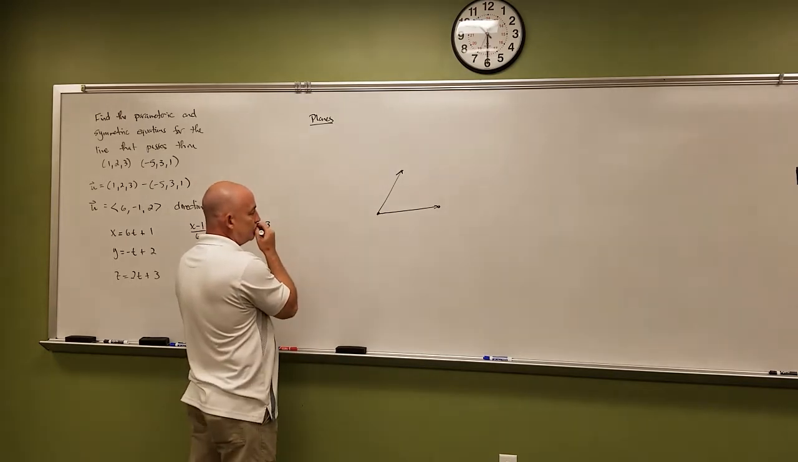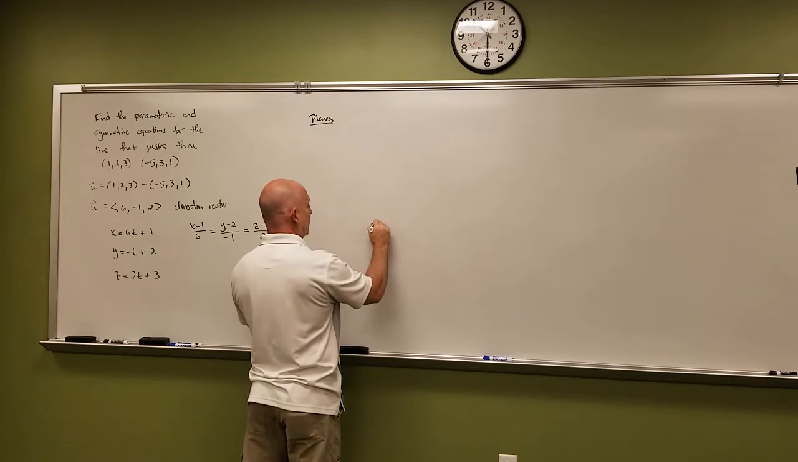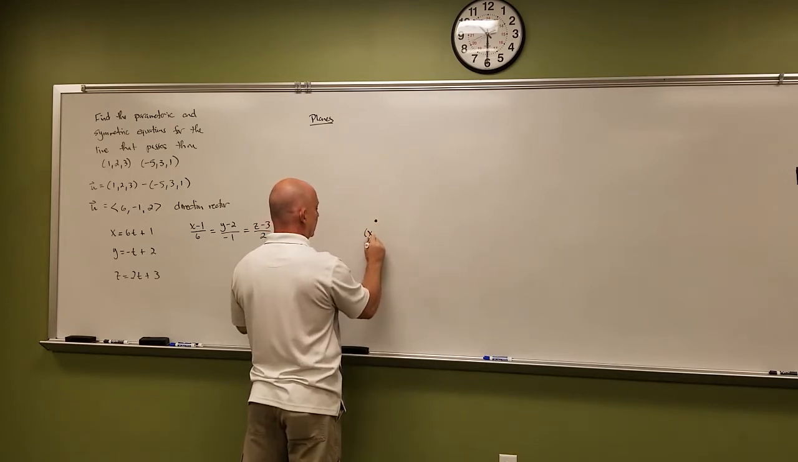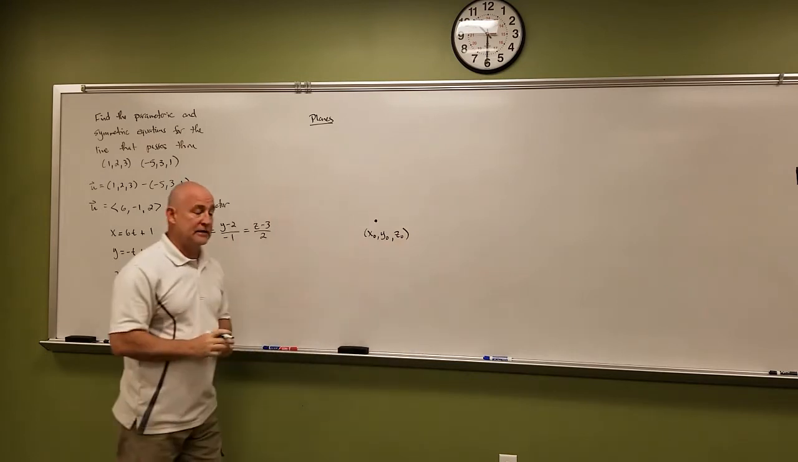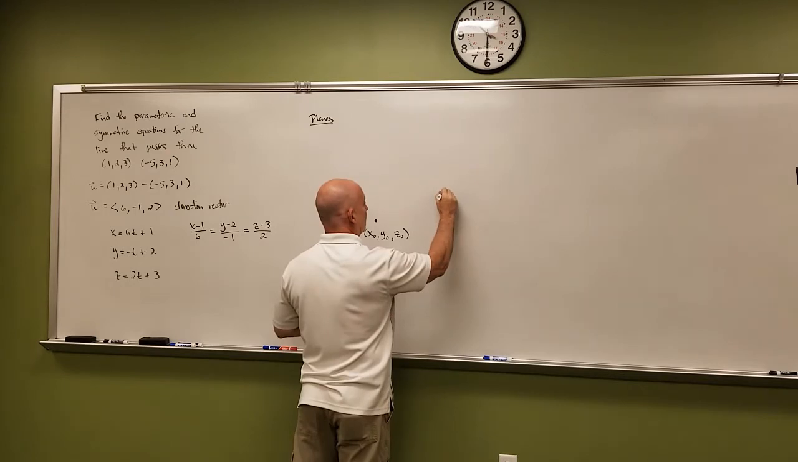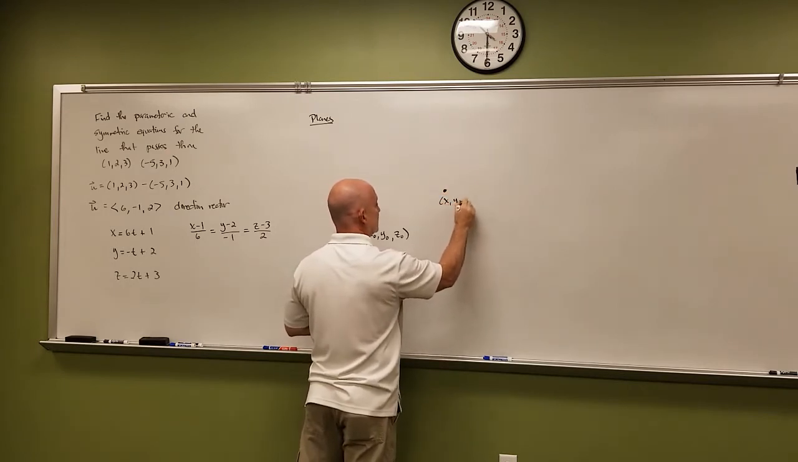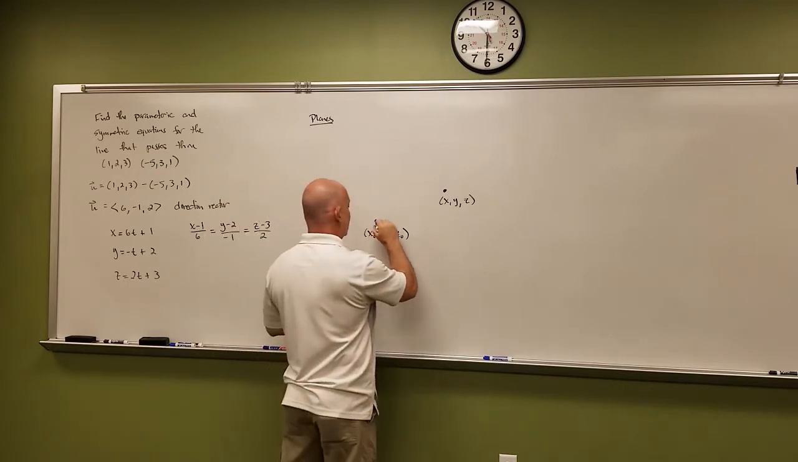Well, let's say I know a point in the plane. So I know this point, the x naught, y naught, z naught. I know that that exists in the plane. If I were to pick any other random point in the plane, well, let's call this one just x, y, and z. So that's just a random point in the plane. That means that there has to be a vector that connects the two.